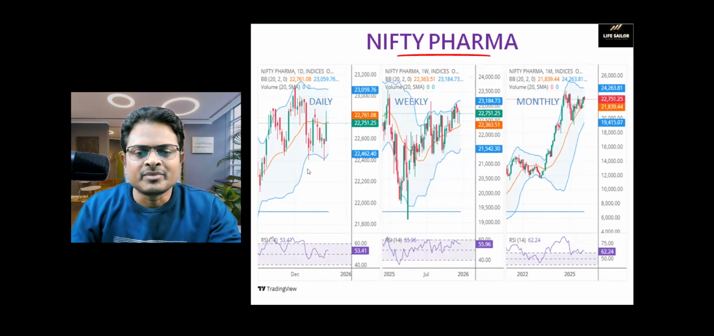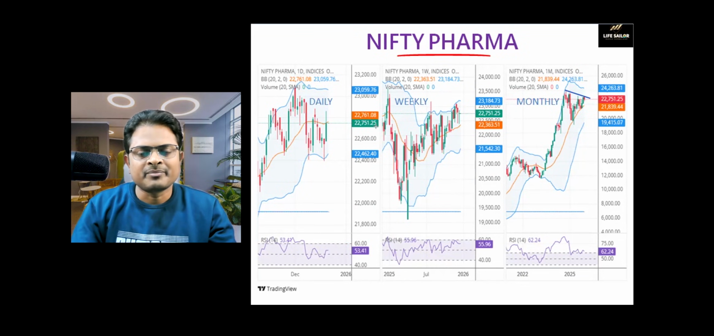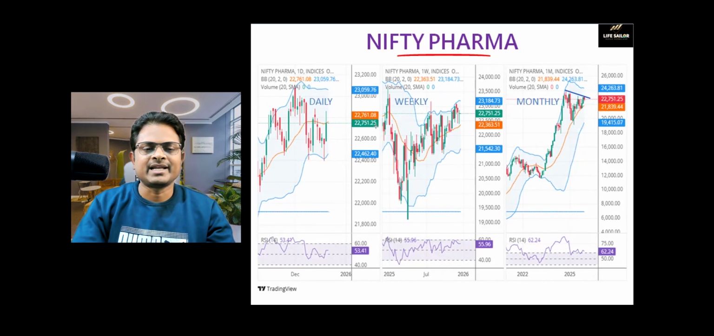Nifty Pharma monthly RSI is above 60, but there is a resistance here. Weekly and daily RSI are between 40-60. So short term and mid term trend is showing sideways. No great momentum in Nifty Pharma.